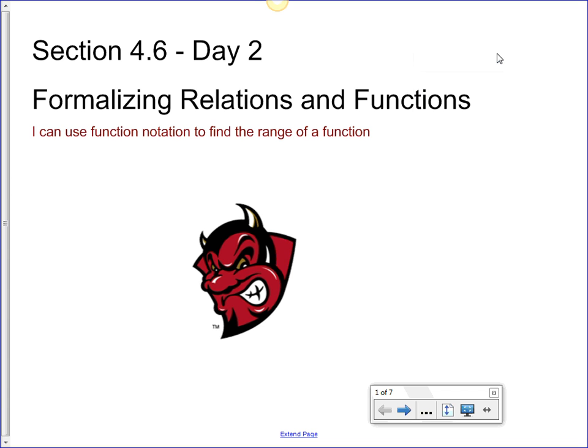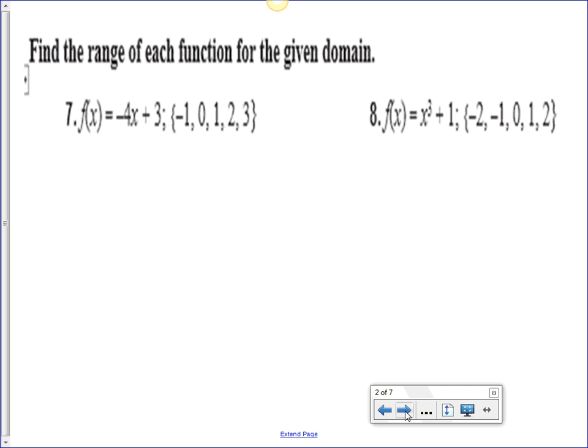Okay, so today we're going to be looking at 4.6, the second day, which is formalizing relations and functions. And hopefully at the end of this video, you can say I can use function notation to find the range of a function. So the big question, what is function notation? So here's what function notation looks like.